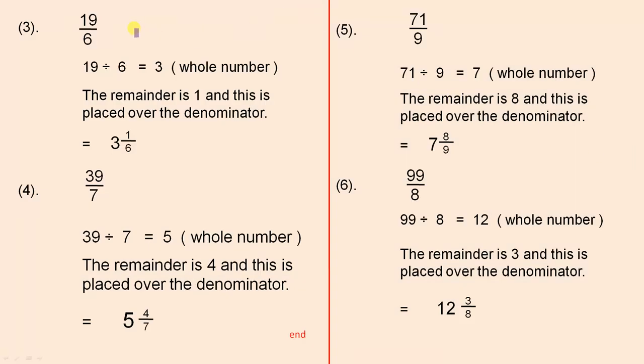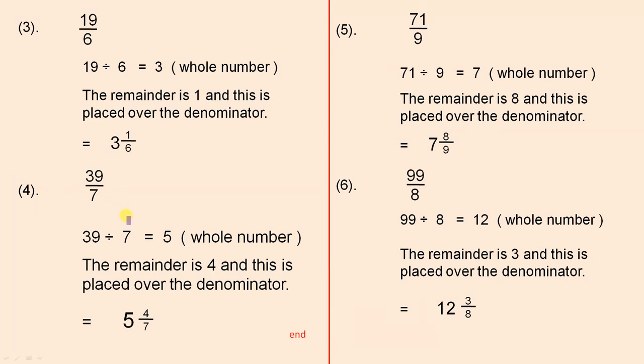Next example, 19 over 6. 19 divided by 6 is 3. That's the whole number. The remainder is 1. And this is placed over the denominator, so it's 3 1/6. 6 3s are 18, plus 1 is 19 over 6.